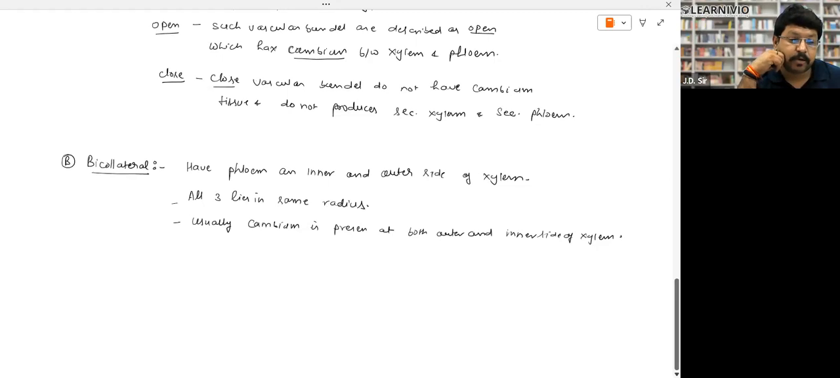So what is the benefit of a bicollateral vascular bundle? Can you tell me? Just answer with your common sense. In medical, the question I've been asked is where bicollateral vascular bundles are found. Come on, guys, what is the benefit of two phloem and one xylem? More food can be transported.